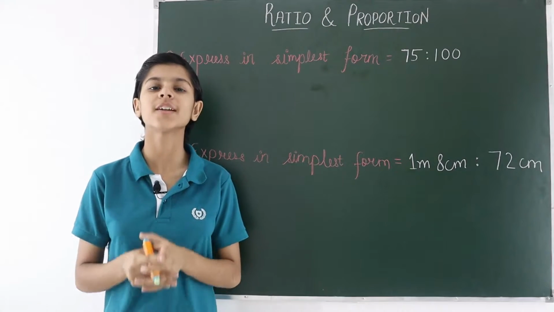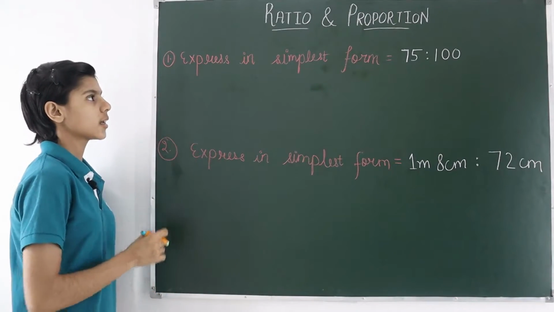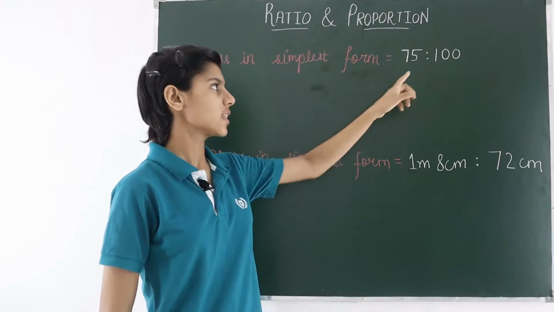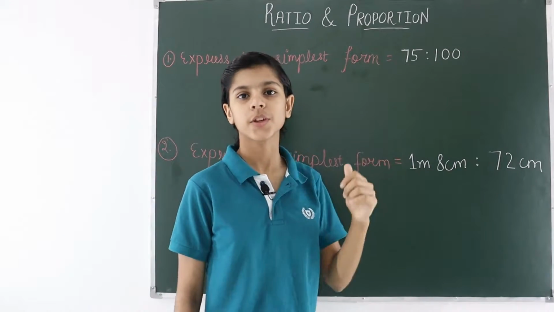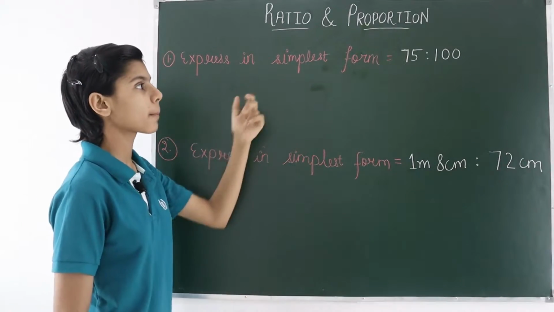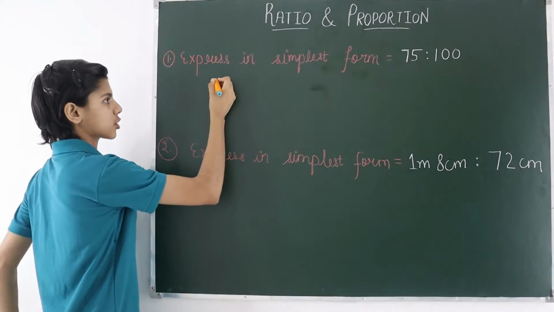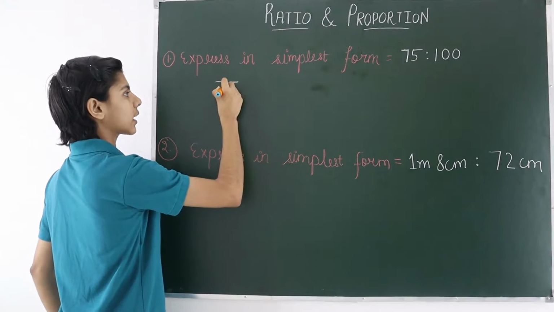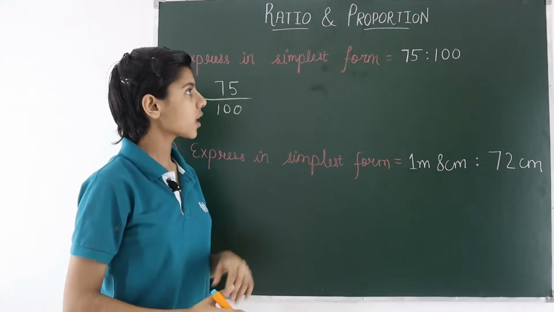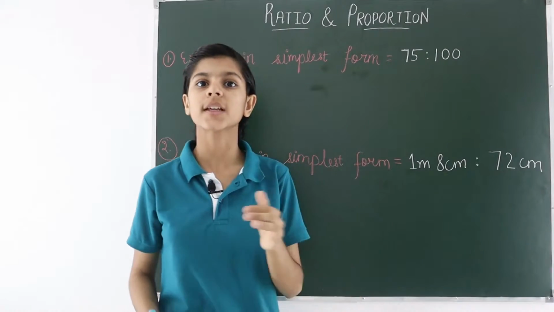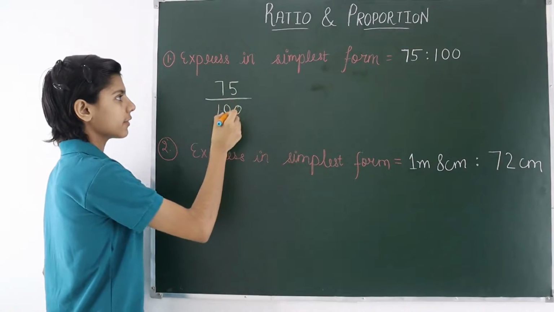So friends, now we will do some questions related to ratio. Our first question is, express in simplest form 75 is to 100. We have to convert it into its simplest form. So in this question, firstly we will write the ratio in fraction form so that we can cancel it and convert it into its lowest terms. If we have to convert any ratio into simplest form, first write it in fraction and cancel. So here we will cancel it.